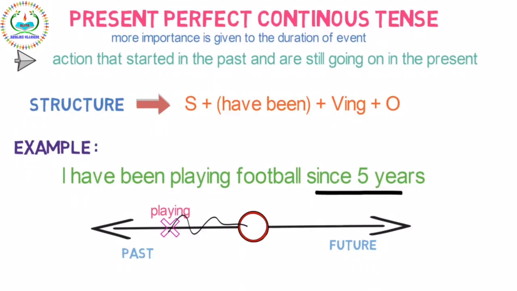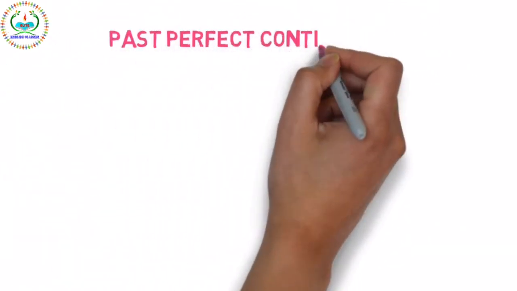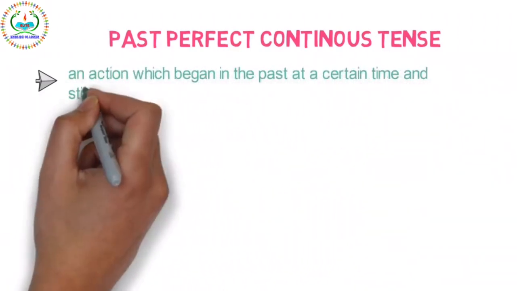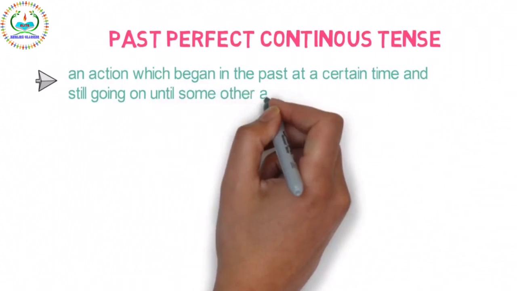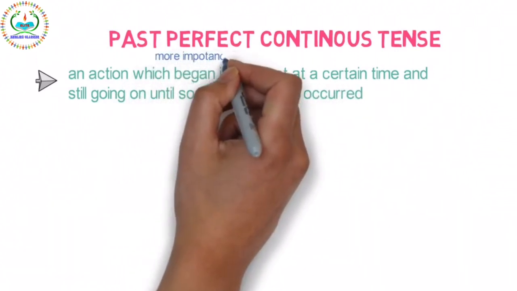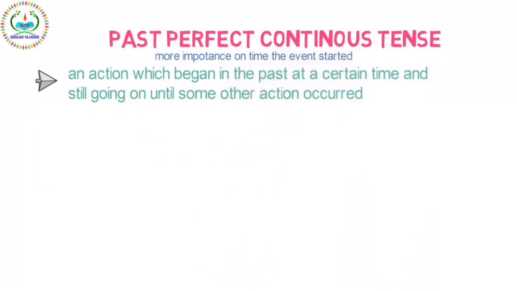Here, we are giving more importance to the duration of event. Please note that in mind. Let's look into the next tense. Past perfect continuous tense. It refers to an action which began at certain time and still going on until some another action occurred. Here also, more importance is given to the duration of event.